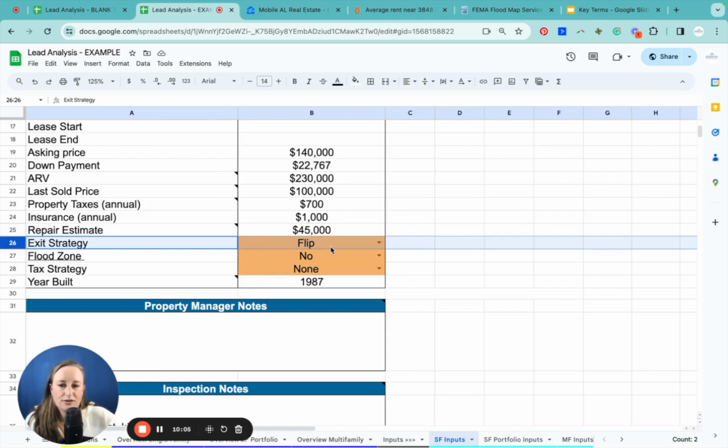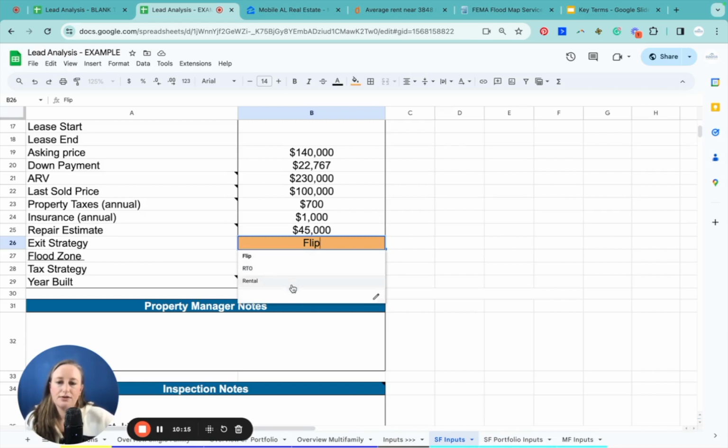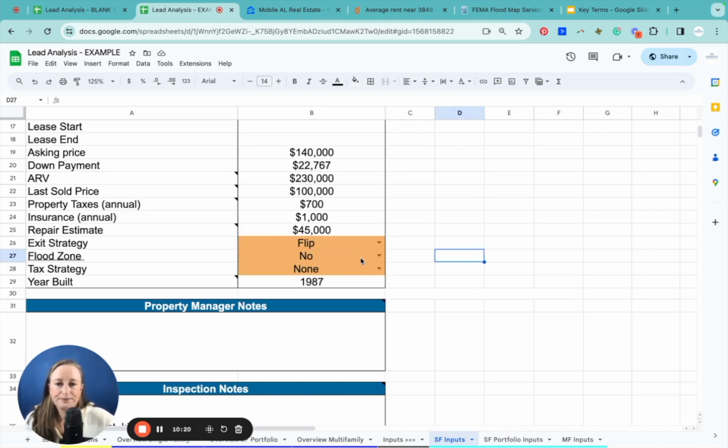Then we're going to put in our exit strategy. For us, this one is a flip, but for our business, we have these different options for single family houses. We can flip, do it as a rental, or make it a rent to own property.